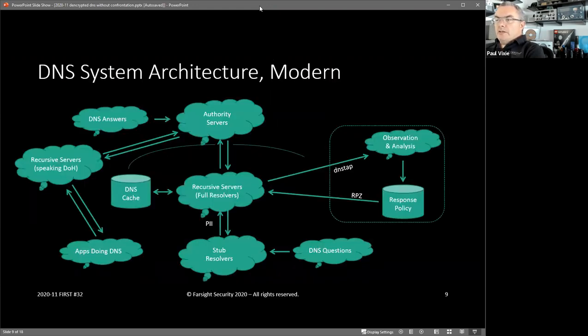So here's the new topology. Same thing, except we've added some stuff on the right. My team did. So the recursive server operator can now monitor their traffic and even interfere with it for maybe ad blocking reasons or malware blocking reasons. And there's still a firewall that prevents any of those stubs from bypassing that and going straight out to the internet. Only the recursive is allowed to speak DNS to the authority. But now there's this thing on the left, which is applications doing DNS. They're doing it over DOH, which is very difficult to firewall, so it just bypasses all of that. So whatever monitoring you were doing, whatever filtering you were doing is gone.